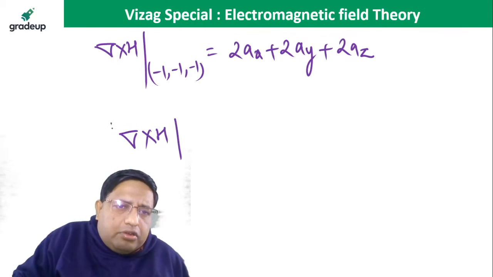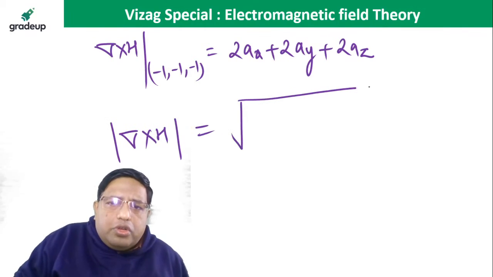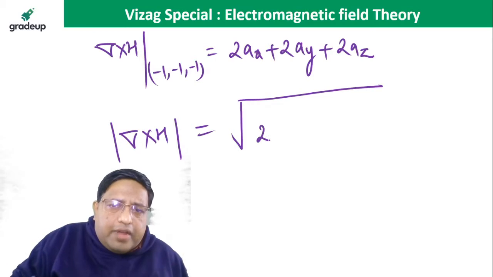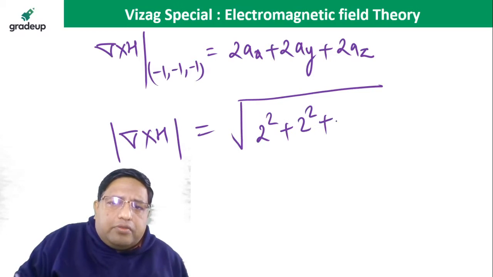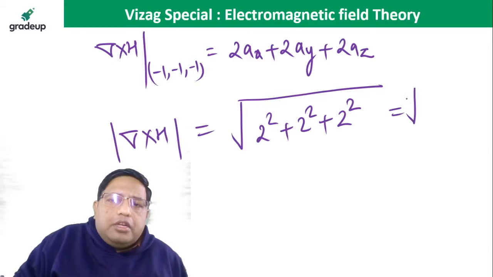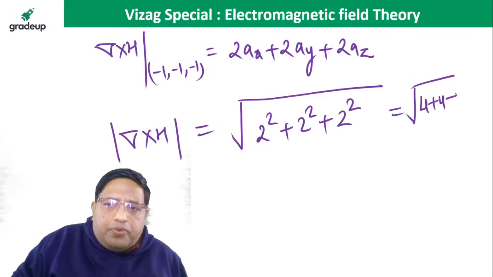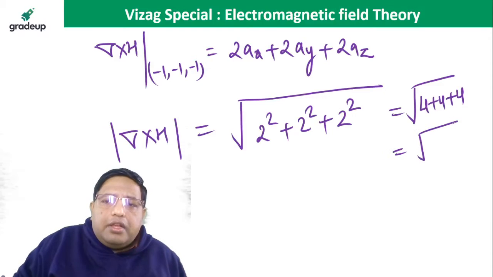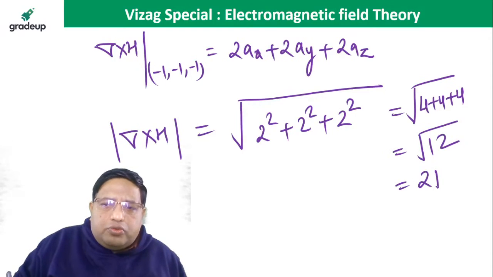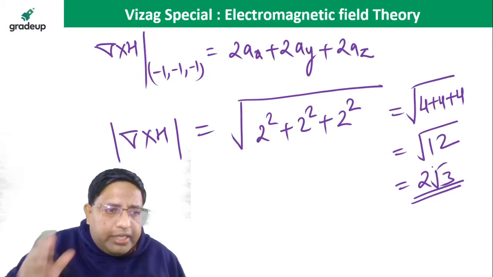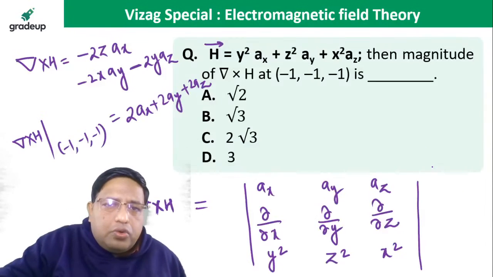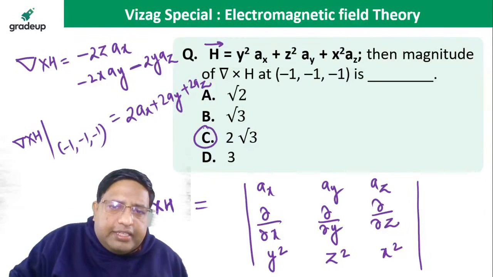Modulus of del cross H is under root X component square plus Y component square plus Z component square. 2 square is 4, plus 4, plus 4, is 12. Under root 12 can be written as 2 root 3. 2 root 3 is the correct answer. C is the correct answer.